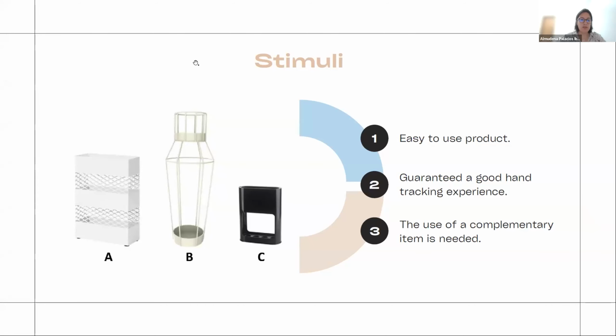So we selected 3 different designs of an umbrella stand as the main stimuli because of 3 main reasons. The first one is because it is an easy to use product, so we wanted to avoid some frustration. The second one, because the geometry guaranteed a good hand tracking experience. And the third one, because the use of a complementary item was needed. So the complementary item in this case is the umbrella. You need an umbrella to use this product.